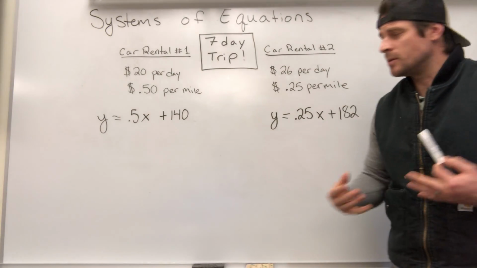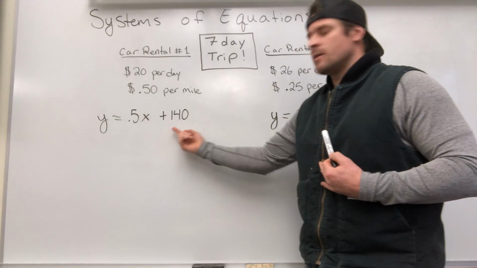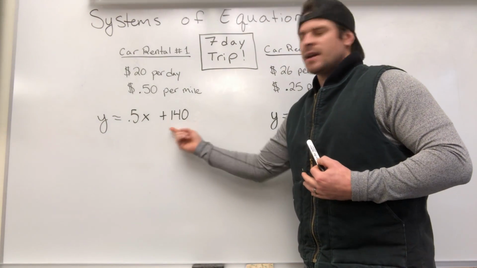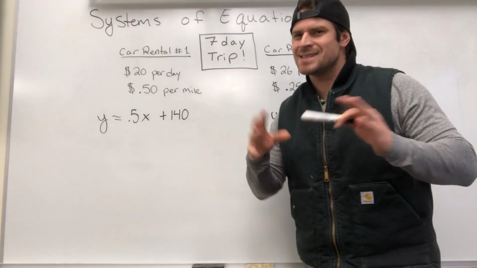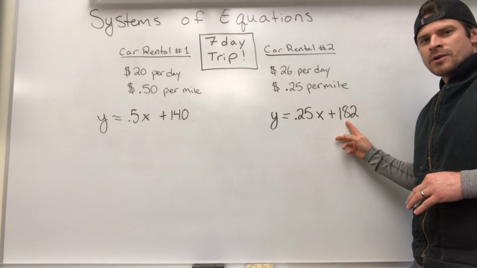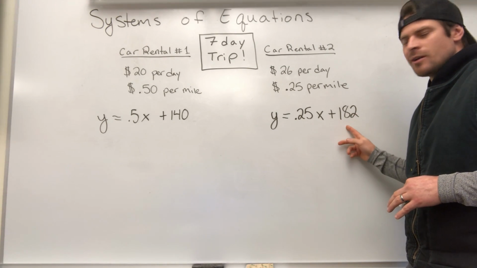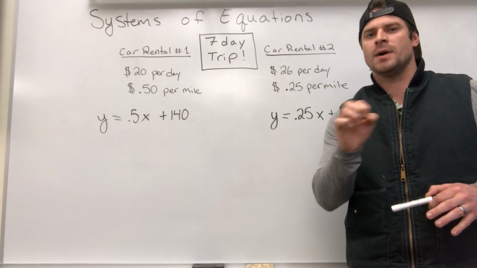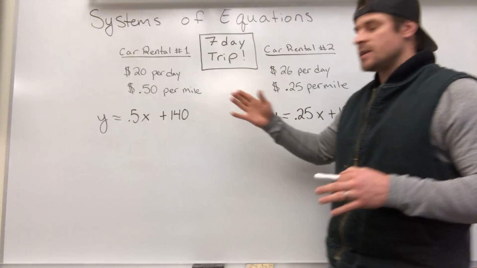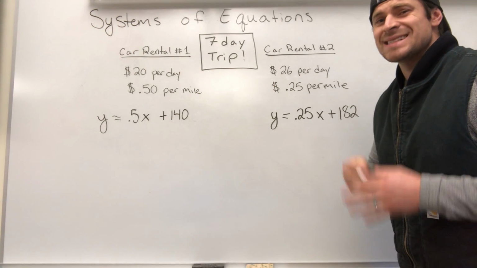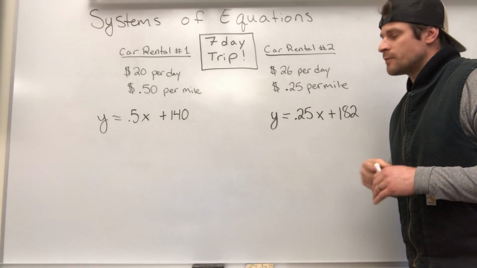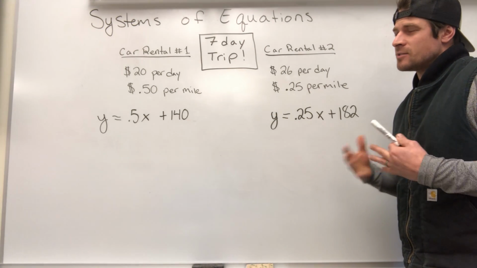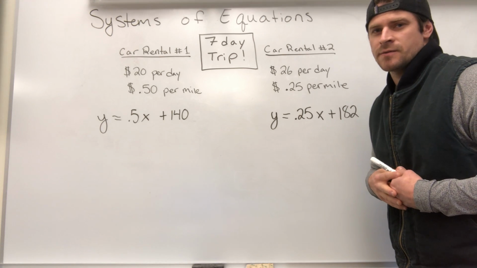If I'm only driving a couple of miles, I'm gonna go with car rental A, or car rental number one over here. It's only gonna cost me $140, and then a couple more miles at 50 cents isn't gonna be that much. But this one over here, that's costing me $182. Right away, I'm saving about 40 bucks if I'm only traveling a few miles. But if you're there for 7 days, we're probably traveling more, so let's figure out exactly how many miles it's gonna take for these to reach the same amount. And then take a second to ask ourselves, what do we plan to drive during this vacation?